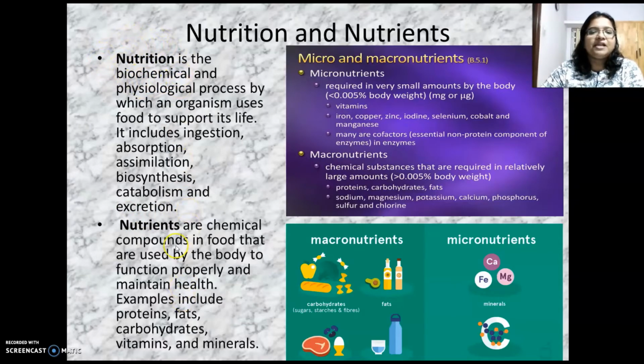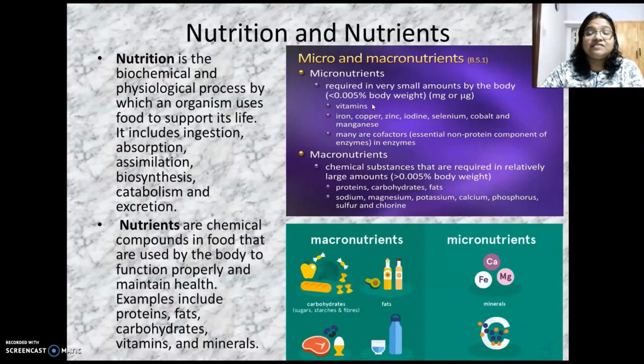The various chemical compounds of the food, we call them nutrients. So the nutrients are extracted from the food and are required for the proper functioning of the body and the maintenance of health. The nutrients can be classified into two main categories, based on the amount by which they are utilized by our body. So they are macronutrients and micronutrients.